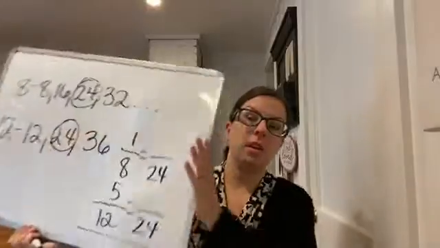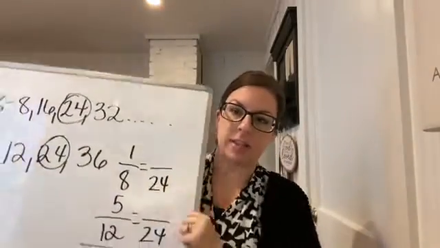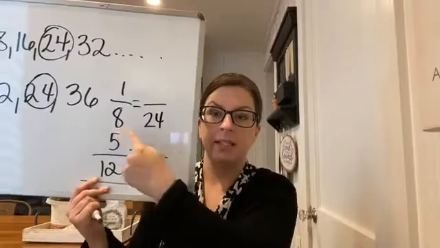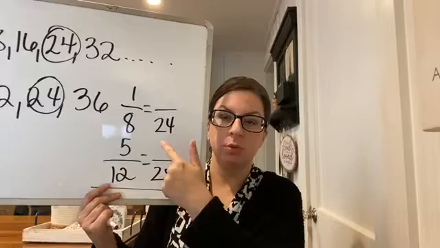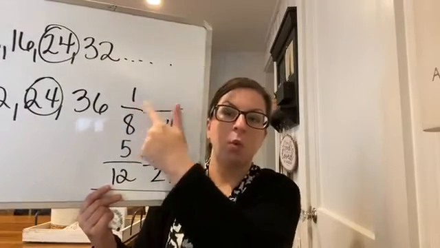1/8 and 5/12, let's see how to do it. Okay, so 1/8 plus 5/12. Okay, so my least common denominator is 24. Okay, so let's start with 1/8. Okay, so what do I do to 8 to get 24? Yes, multiply it by 3. 8 times 3 is 24, so I need to do the same thing to the top. 1 times 3 is 3.